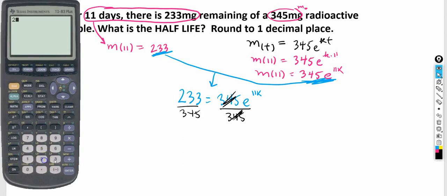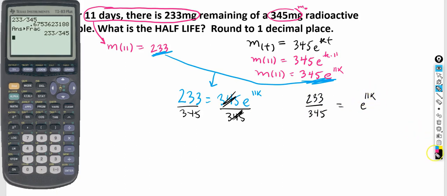233 divided by 345. It's a horrible fraction. So let me do math and enter, and it does not even simplify. Okay, so here's how I'm going to leave it. I'm going to leave it as 233 over 345 is equal to e to the 11k.